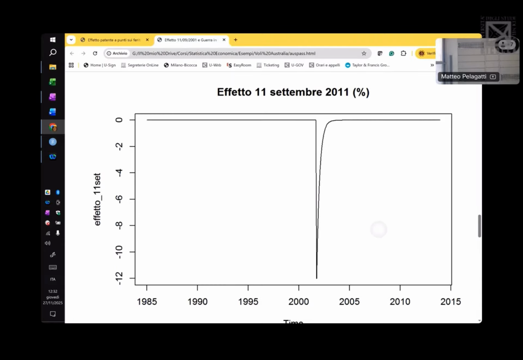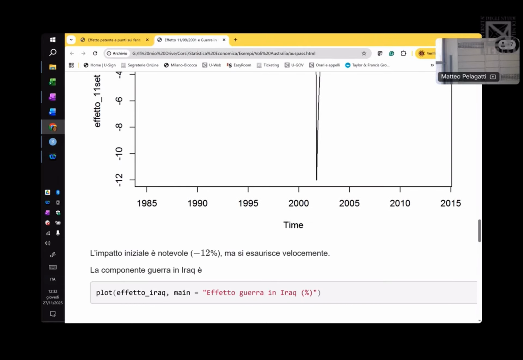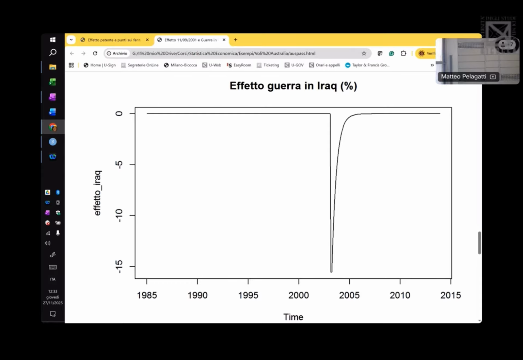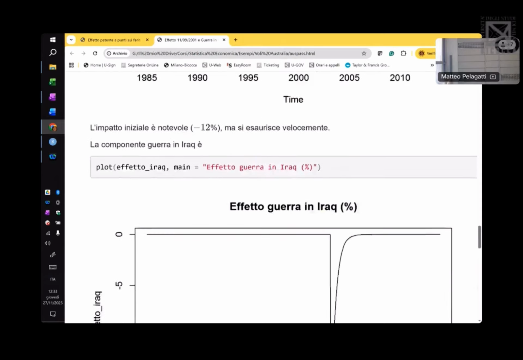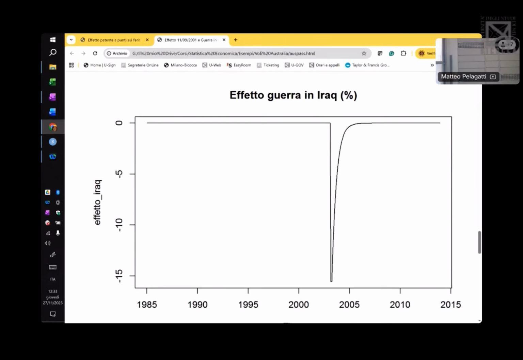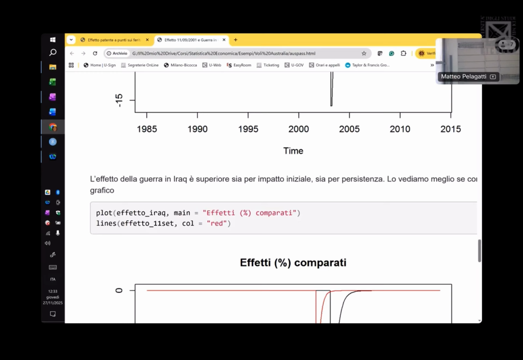something like that. A little longer, you see, for the Iraq war. So the effect is also larger, minus 15%, and this was minus 12%, but it was also clear from the plot. And also the speed of decrease, or going back to the previous values, is slower. So this kind of model, here's the comparison of the two.